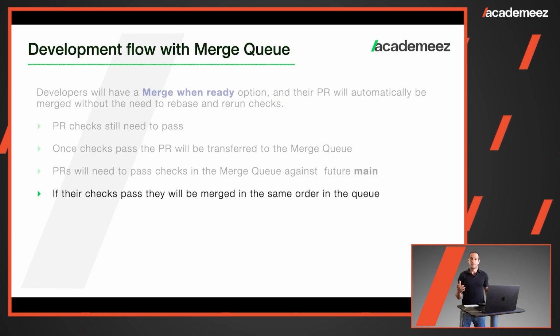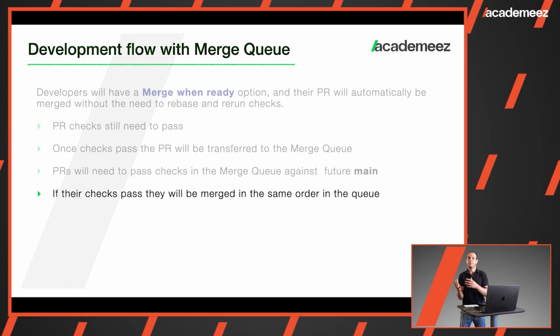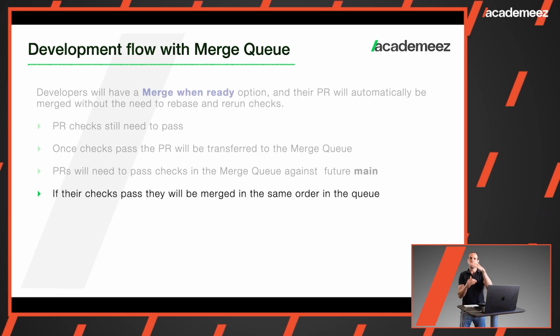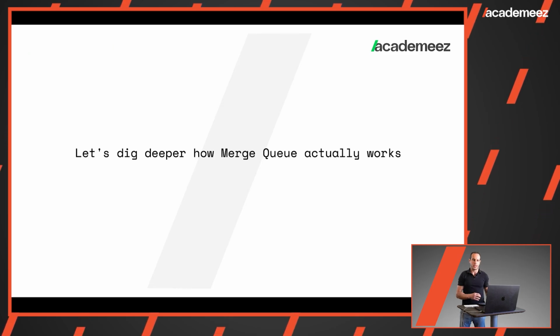And if the checks pass on the merge queue, the PR is going to be merged to the main branch and they maintain the same order. So a PR enters the merge queue and the merge queue arranges a certain order of PRs. And according to that order, those PRs will be merged to the main branch.